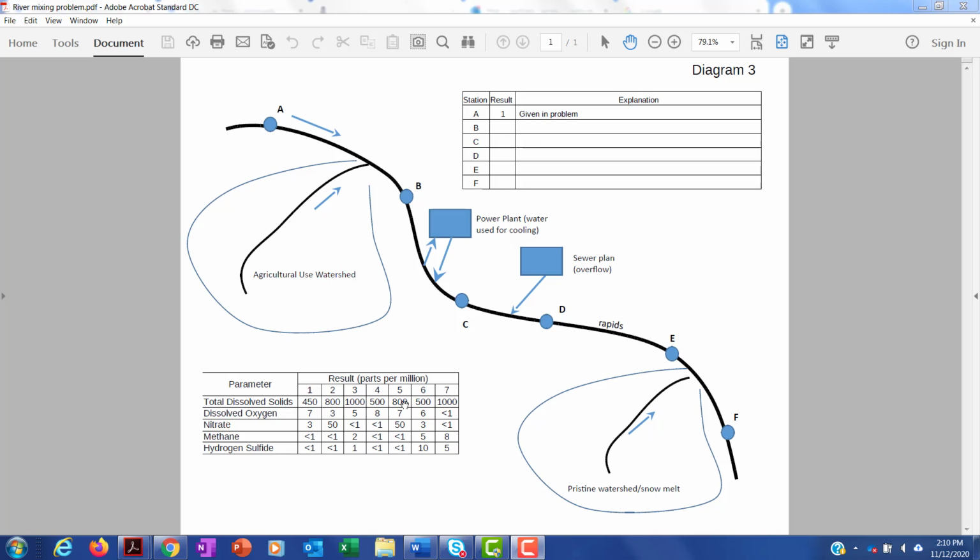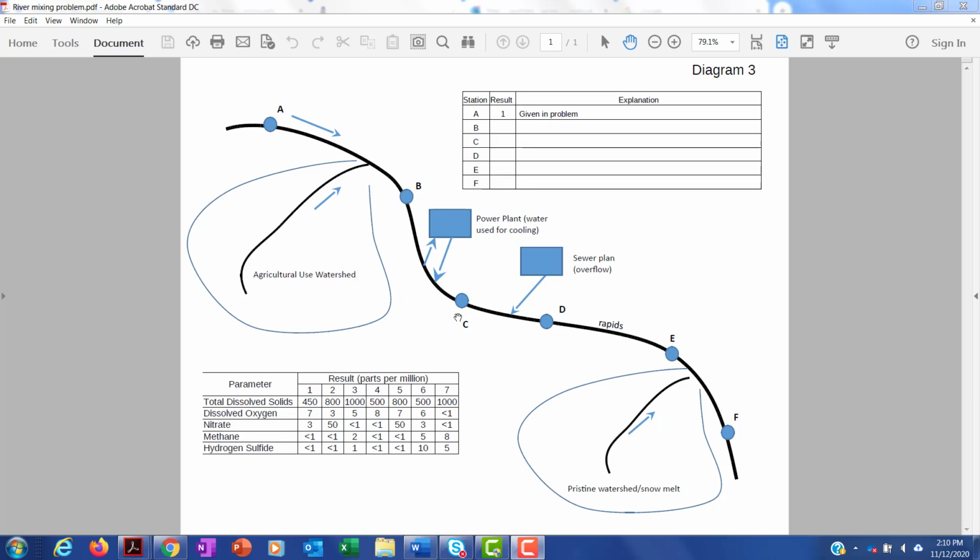So you're going from 5 at B to 2. The TDS doesn't change, 800 to 800. The nitrate doesn't go anywhere. All that happens is the temperature goes up, and so the dissolved oxygen goes from 7 to 3. That's just straight warming up of the water.